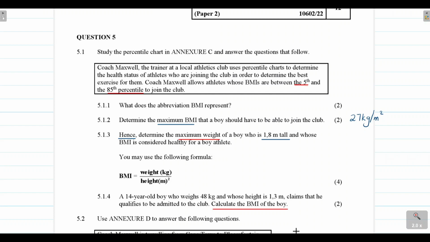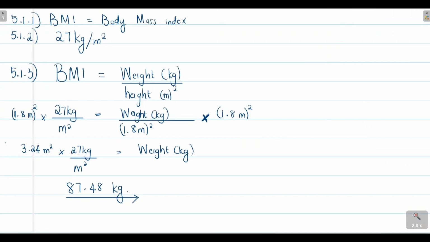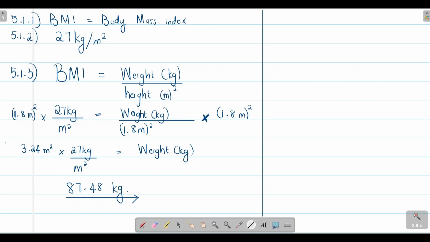Because we are already given the weight of the boy in kilograms and the height of this boy in meters, all we need to do is substitute these values into the given formula to determine what his BMI is. Okay, so let's quickly do that. Question 5.1.4.